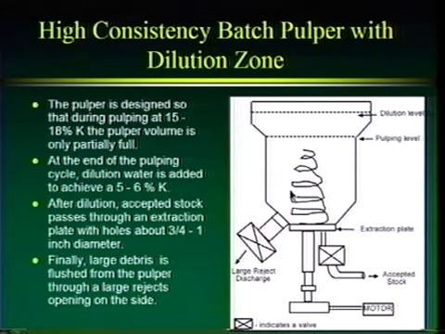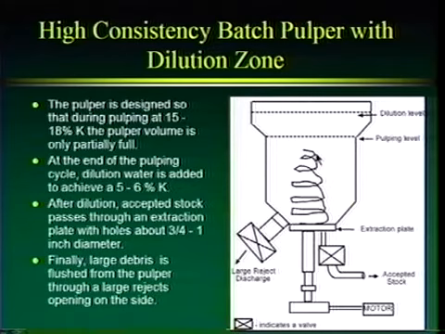Okay, first let's go to the high consistency batch pulper with a dilution zone. Here we have our pulper, which has been hand drawn by me, and I don't claim to be an artist, but that's our helical rotor right there. When we fill up this pulper, we fill it up to this pulping level right here. We'll fill it with water and recovered paper, and we'll do our pulping. Now, at the end of the pulping process, we add dilution water to the system, up to some dilution level here, and we get the consistency down to 5 to 6%.